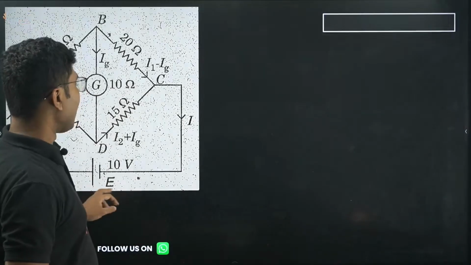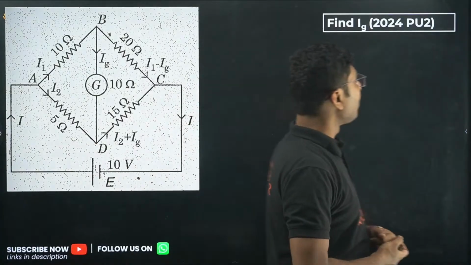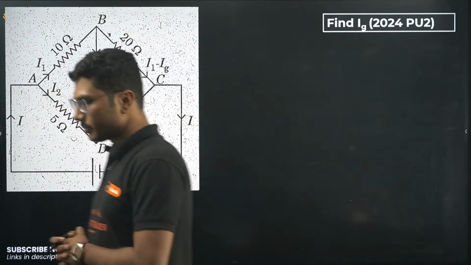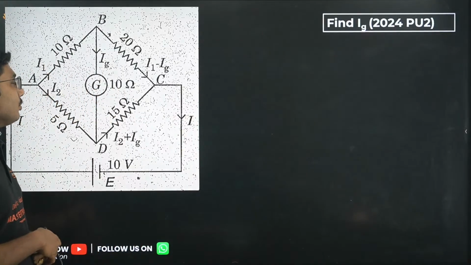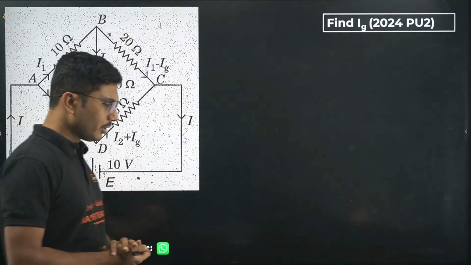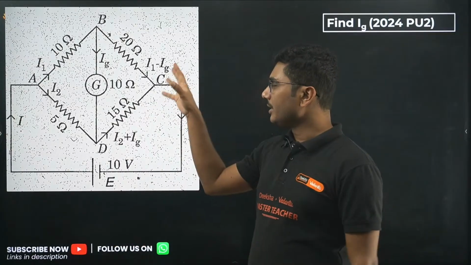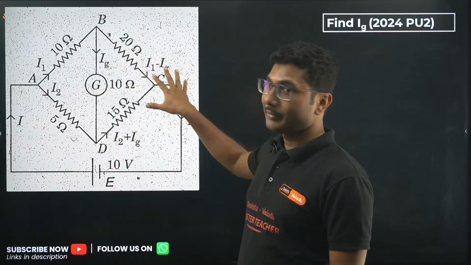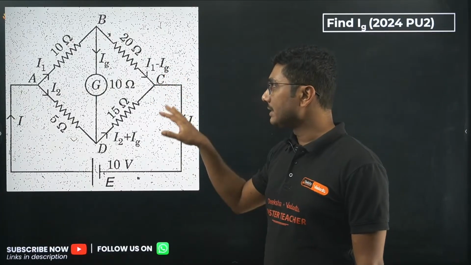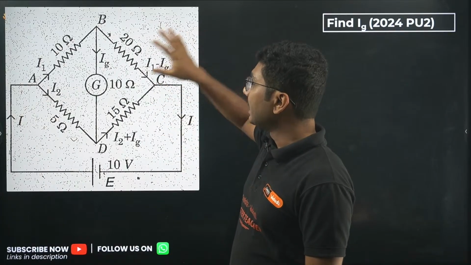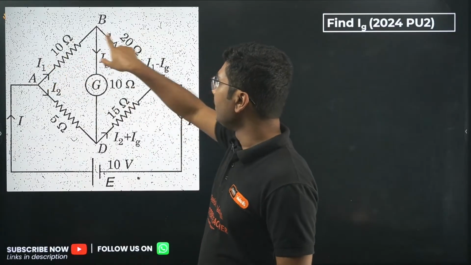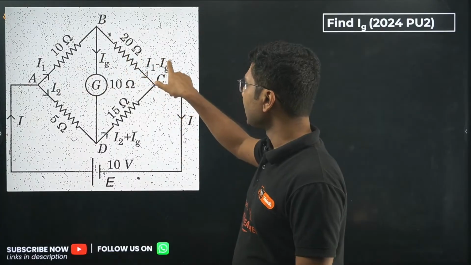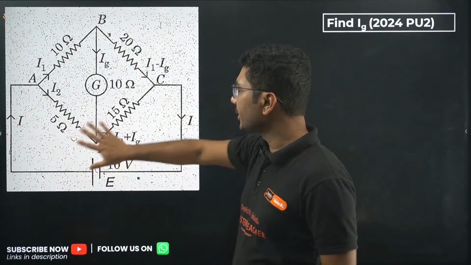Now this question came in the PU 2024 exam. Unbalanced Wheatstone bridge. This is one of the most difficult questions in the PU calculation. I have taken it from the PU board paper, slightly modified. A clear image was not available on the website, but whatever image I could download, it is there. Now in the problem, they have already mentioned the currents directly: I1, I2, IG, I1 minus IG, and I2 plus IG. So they have mentioned the currents directly.